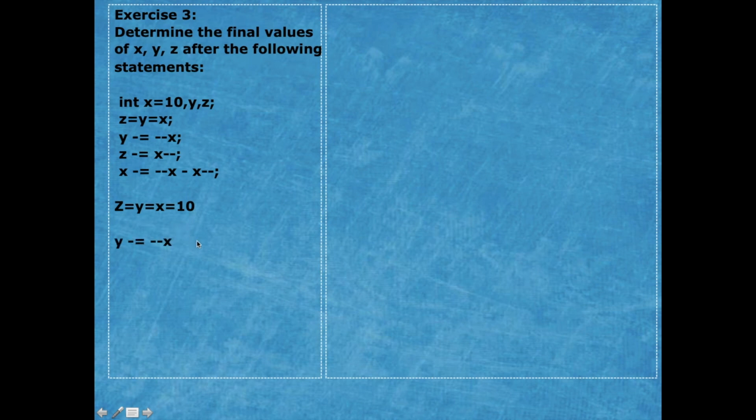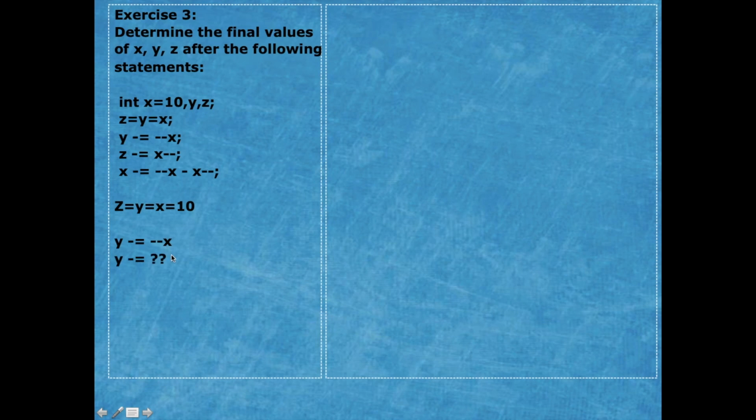Okay, so the first statement is y minus equal to minus minus x. Now keep in mind that minus equal to is the shorthand assignment operator. In other words, it is the assignment operator whose precedence is least. And this is the pre-decrement operator with highest precedence. So obviously what will happen is first minus minus x will take place. Same old logic. First, the value of x will be decremented in computer memory. So in computer memory, x will become equal to 9.